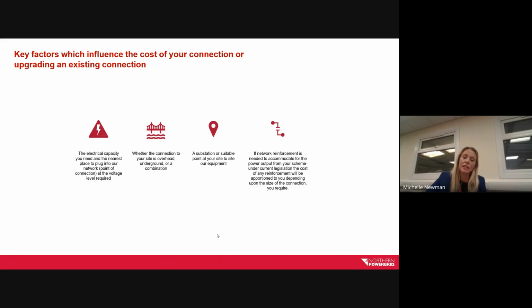But as previously discussed, it depends upon the size of your connection, the size of your scheme, to how much of that reinforcement work would be chargeable to yourselves. And obviously that would be made quite clear during the quotation and connections process.